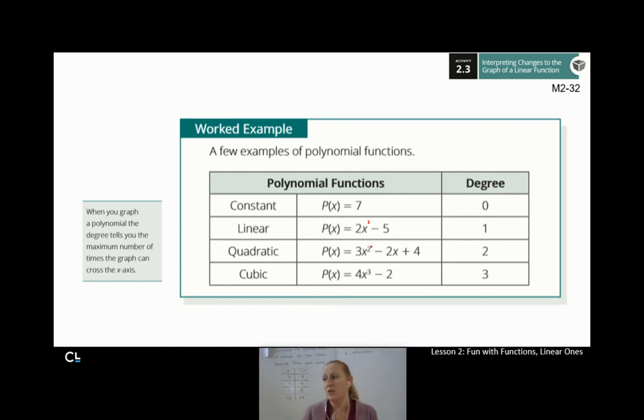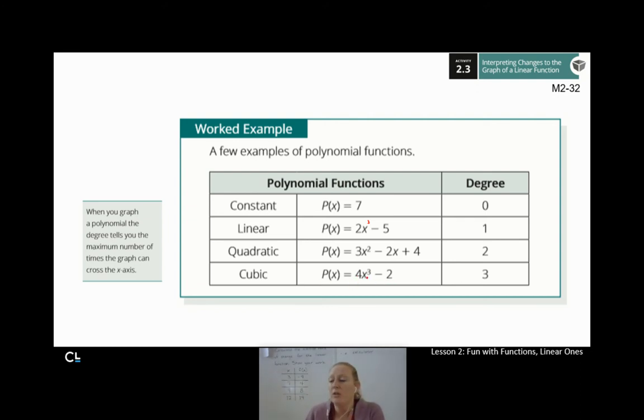Well, because it has an x squared, that means it has a degree of 2. And my leading coefficient will be 3. And this is actually what we call a cubic. We won't deal with cubics in this class. You will deal with cubics in a future math class, and not this one. So you're going to have 4x cubed minus 2.